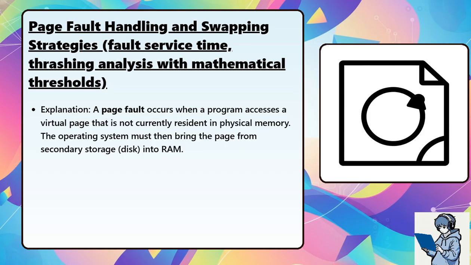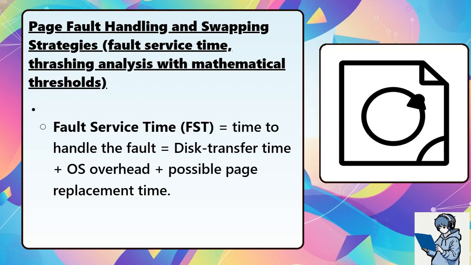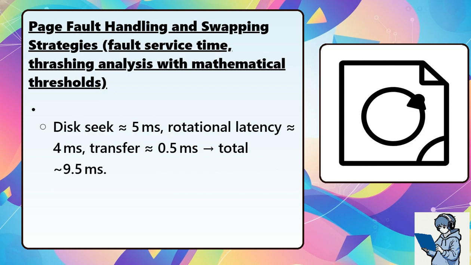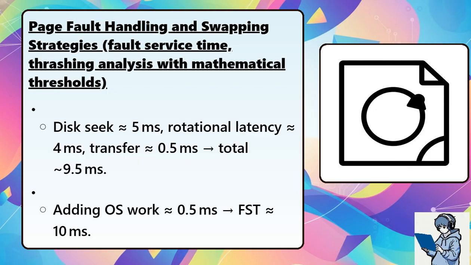Explanation: a page fault occurs when a program accesses a virtual page that is not currently resident in physical memory. The operating system must then bring the page from secondary storage, disk, into RAM. Fault service time, abbreviated FST, equals time to handle the fault, equals disk transfer time plus OS overhead plus possible page replacement time. Disk seek approximately 5 milliseconds, rotational latency approximately 4 milliseconds, transfer approximately 0.5 milliseconds, total about 9.5 milliseconds. Adding OS work of approximately 0.5 milliseconds, therefore FST is approximately 10 milliseconds.